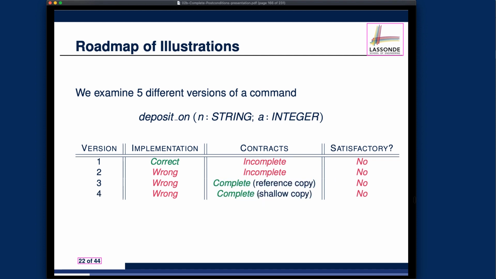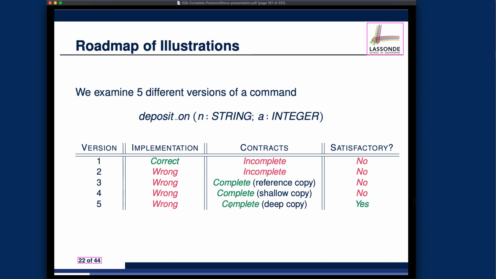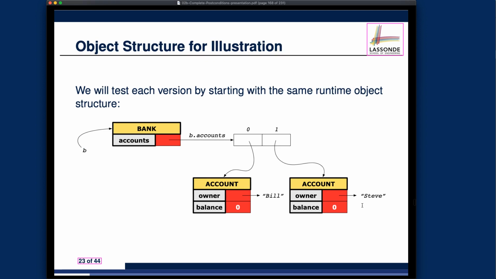Similarly, if we try to use a shallow copy of the pre-states, we still are not going to get a satisfactory result. And finally, if we try to make the pre-state using the deep copy, using deep twin, in that case, we will be able to signal a postcondition violation, which is expected. So now it will be satisfactory. Okay, that's kind of the roadmap for this illustration.